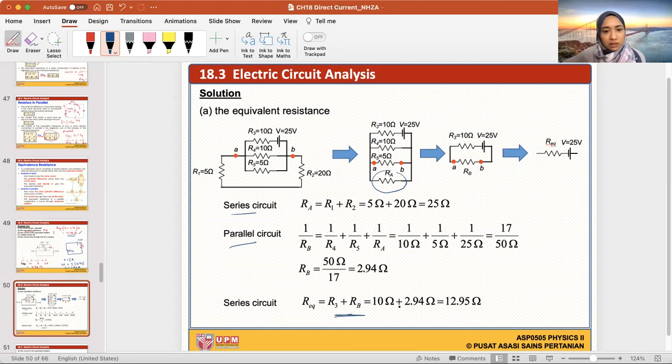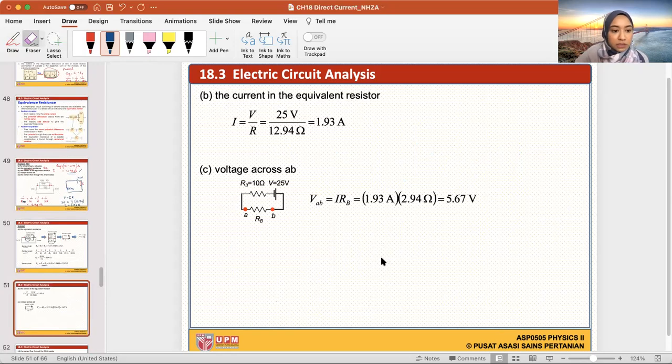I don't think there's another way to do it. Unless you want to go for R4 and R5 first, to tambah R1 and R2, lepas tu baru, well, you can do it like that. Okay, so you can try other ways if you want to. But I don't think it's efficient lah. So V equals to IR. So 25 divided by our R equivalent gives us 1.93.